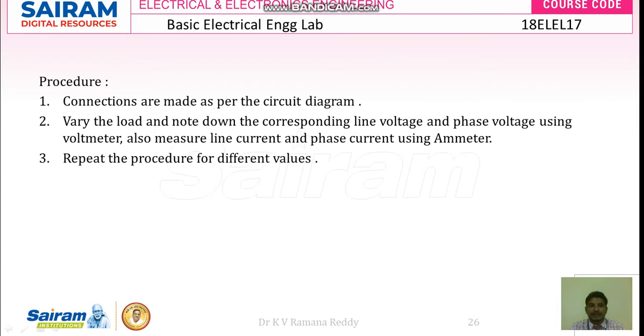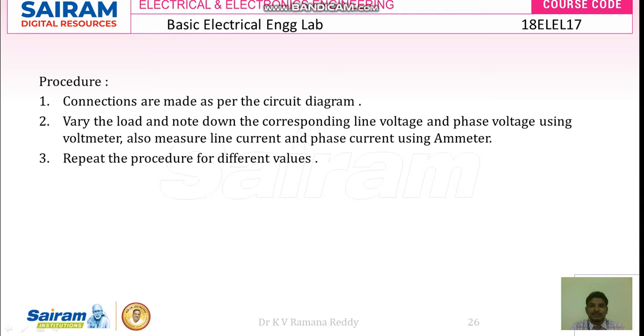Next, procedure. Connections are made as per the circuit diagram. We are going to vary the load in different steps, and we are going to note down the corresponding line voltage and phase voltage using voltmeters, and also measure the line current and phase current using ammeters.